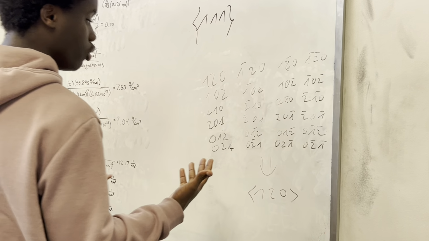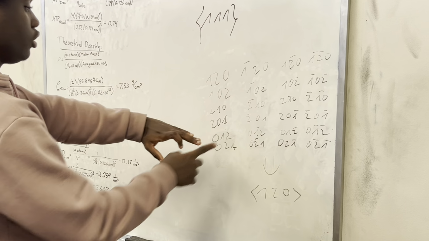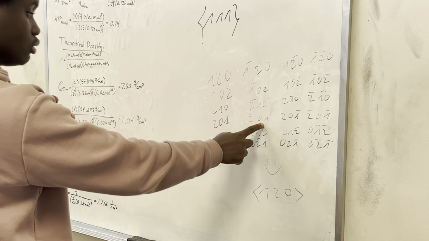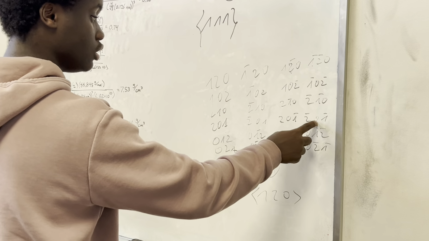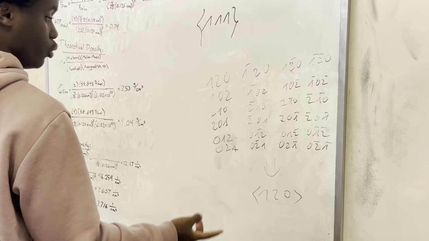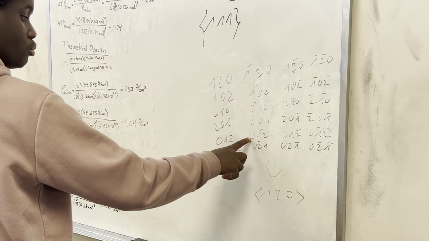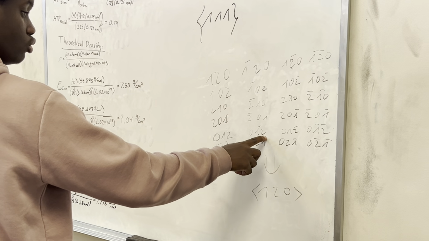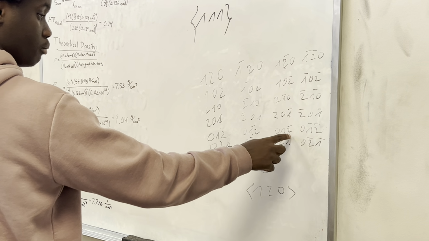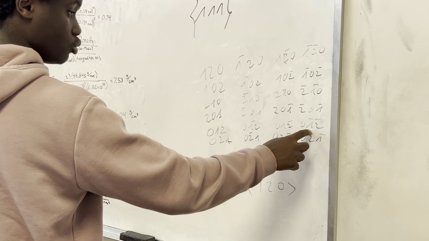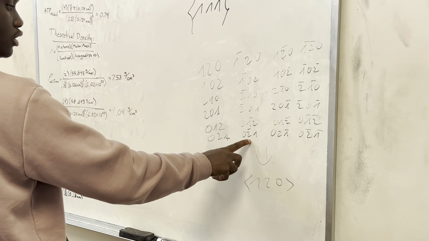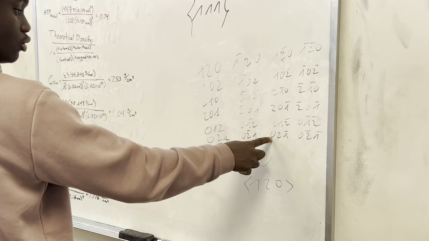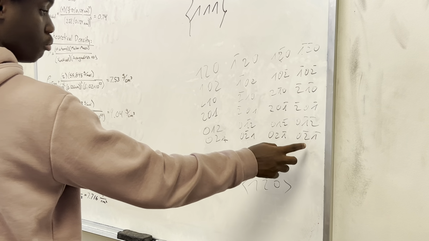We can also keep going on with the 201. We can have minus 2, 0, and 1, 2, 0, minus 1, and minus 2, 0, minus 1. We also have 0, minus 1, and 2, 0, 1, and minus 2, and 0, minus 1, minus 2. And for the last line, we have 0, minus 2, 1, 0, 2, minus 1, and 0, minus 2, minus 1.